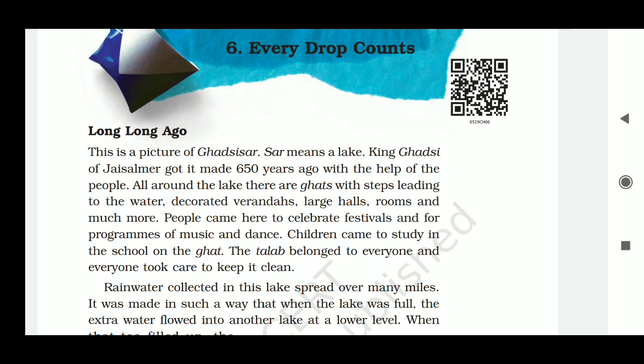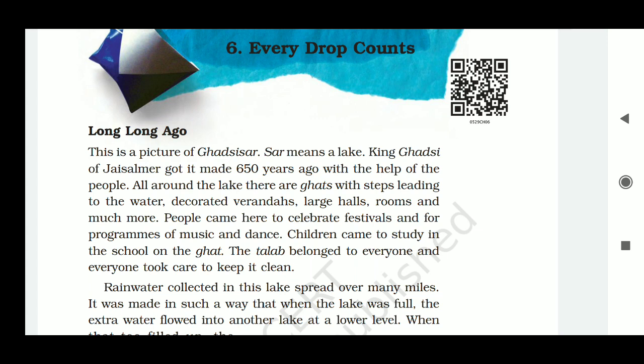Today we are going to take up a new lesson. This is lesson number 6 and the name of the lesson is Every Drop Counts. This video is related to science of class 5, and this is going to be the fifth video.